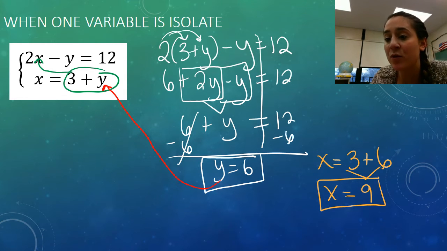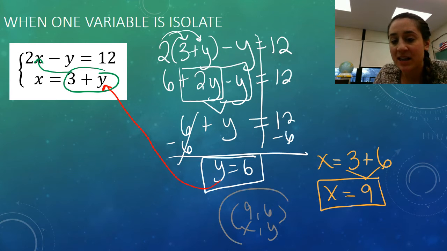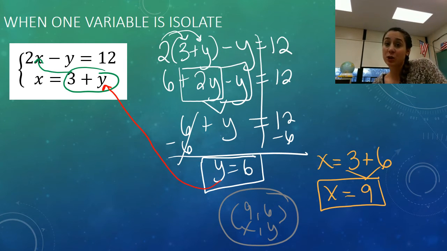Now I have my ordered pair, which is the answer to this solution. So the final answer is going to be my x and then my y. My x is 9 and my y is 6. So 9, 6 is the solution to this system.